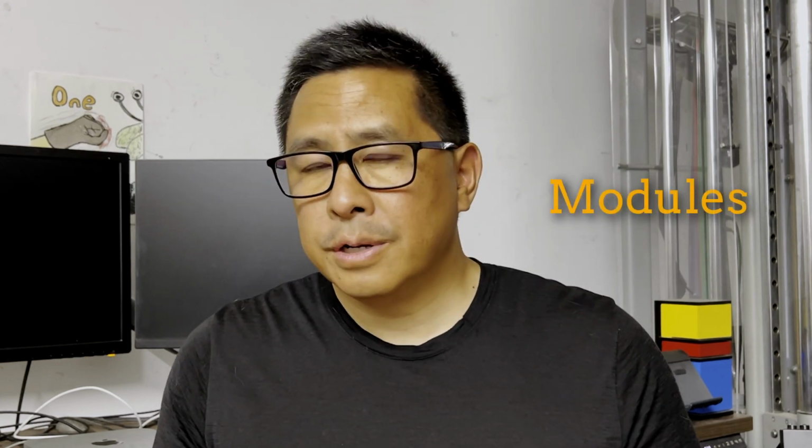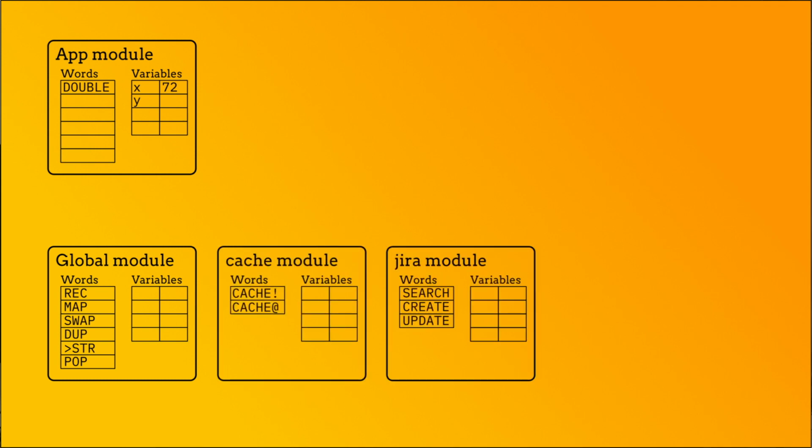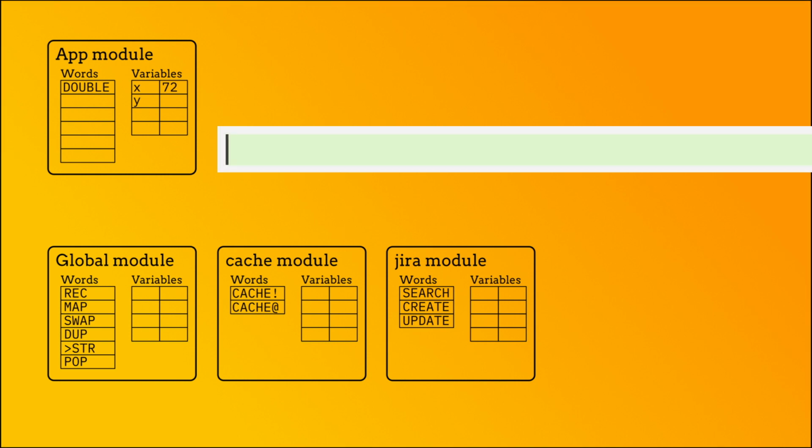We use modules to organize our words. There are 3 kinds of modules. The first is the global module, which contains words that are available in every Forthic application. The second is our app module. This holds our own definitions and the variables that we define. The third kind of module are the built-in modules. These hold words that are implemented in the host language. Words from these modules can be added to the app module using the use modules word.